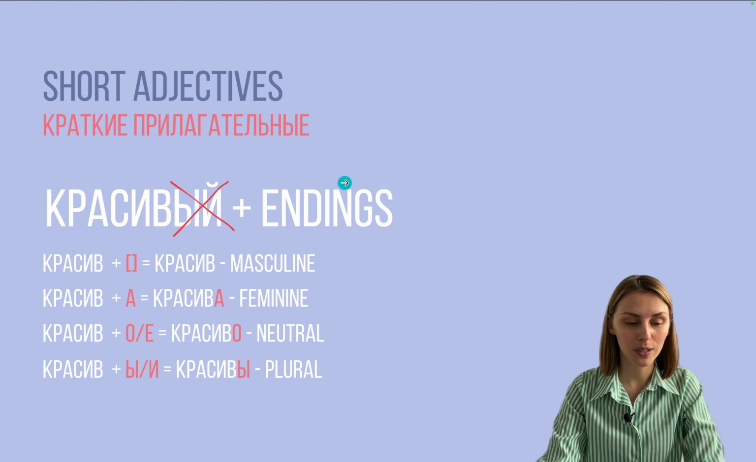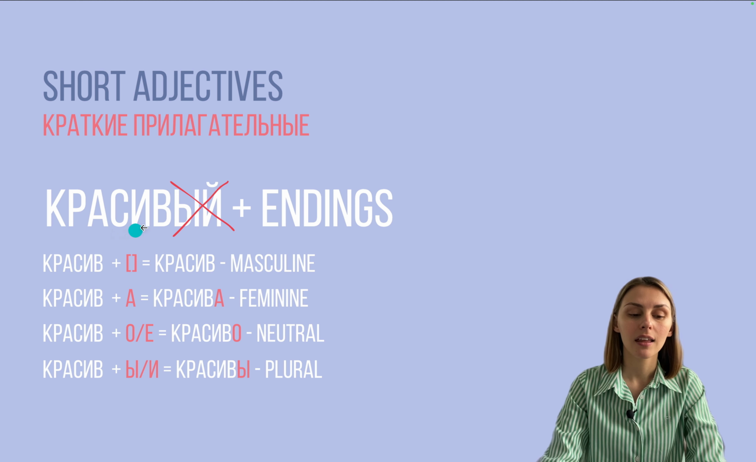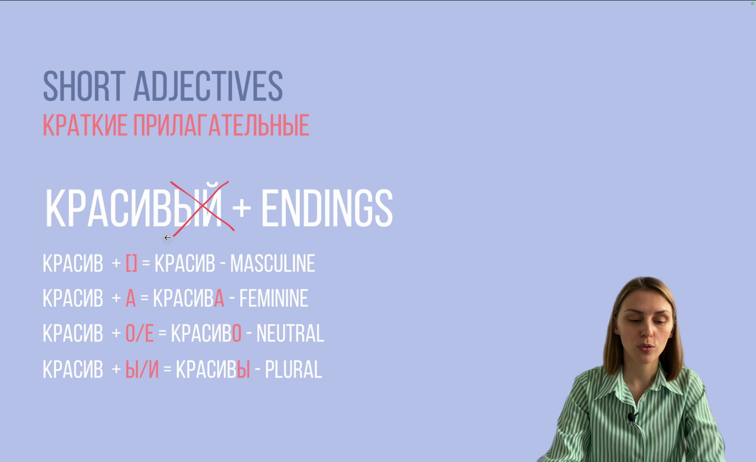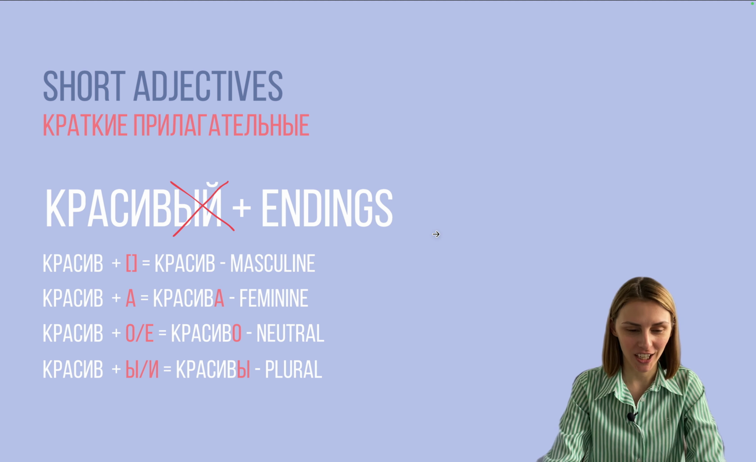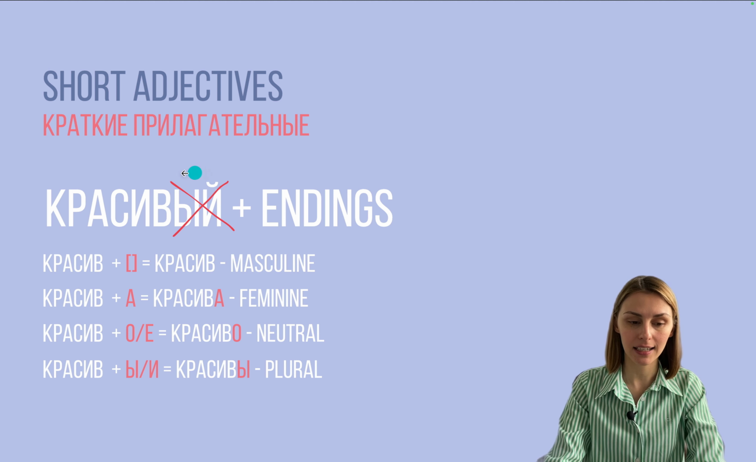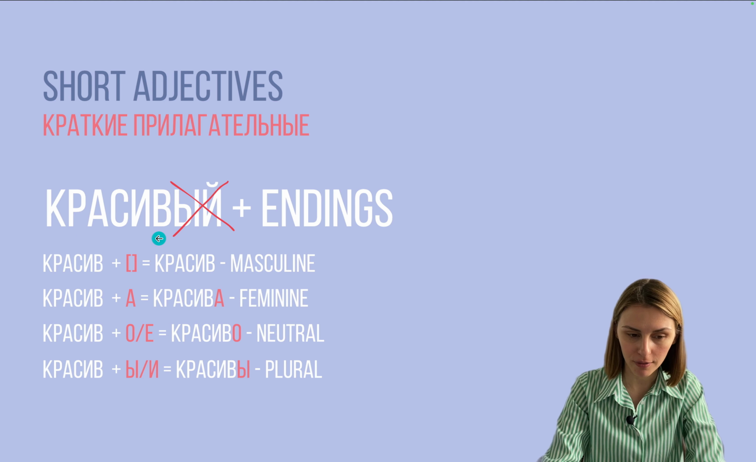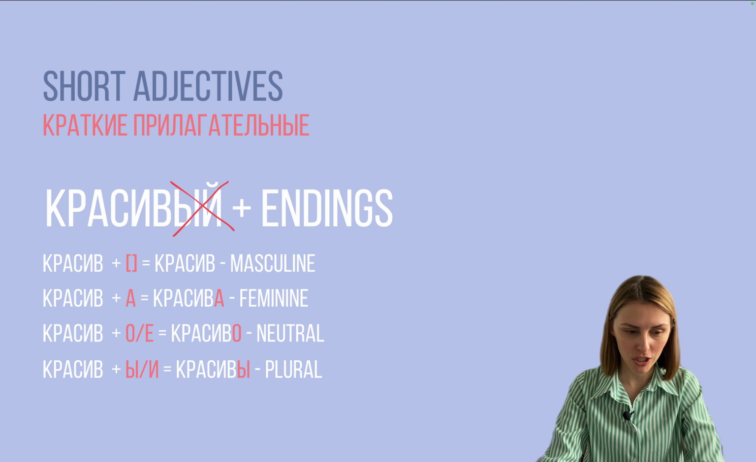Okay, how do we make these forms? You have the full form of your adjectives. Then you get rid of the ending, so you leave out the ending and you add other endings, the endings of short adjectives. So what does it look like? For example, красивый has the ending «ый». So we remove it and then we have the word красив. And actually this is already the form of the short masculine adjective.